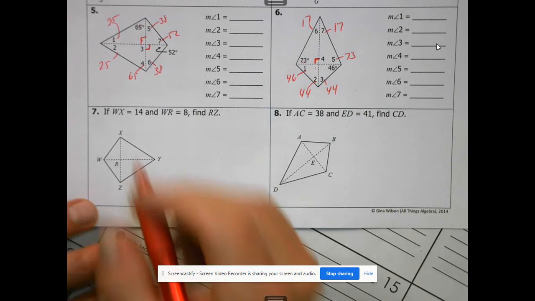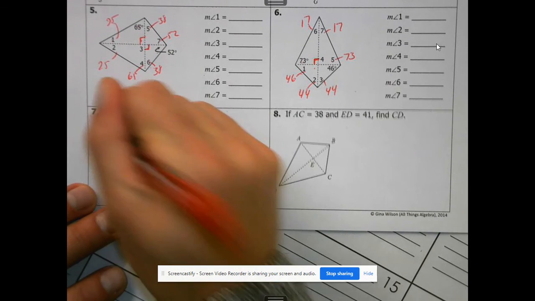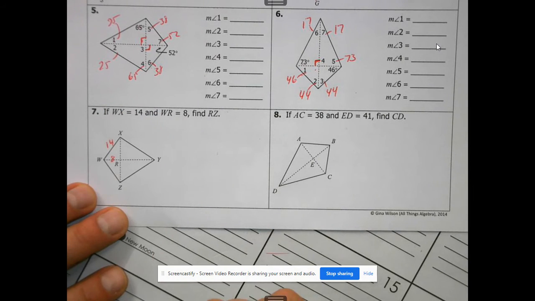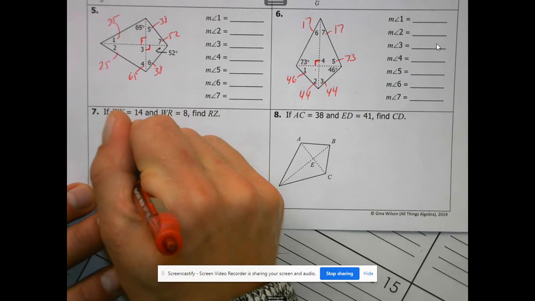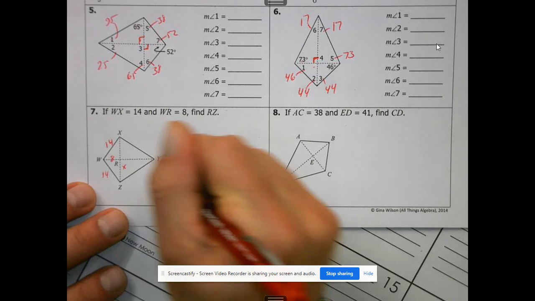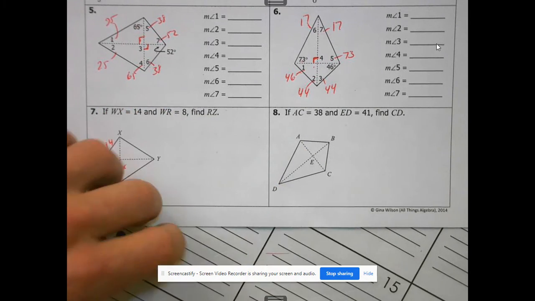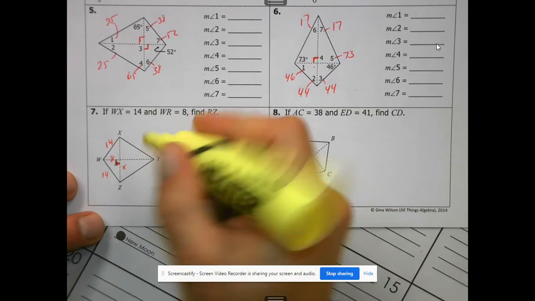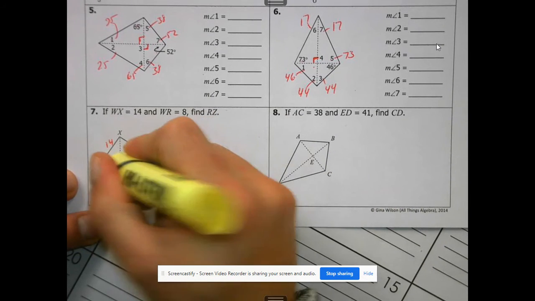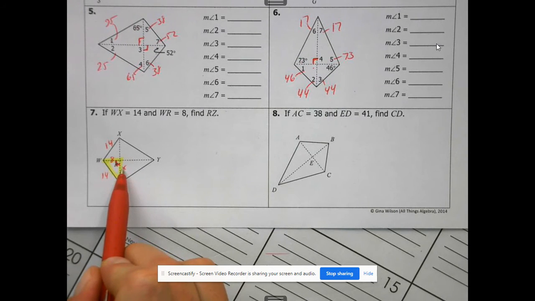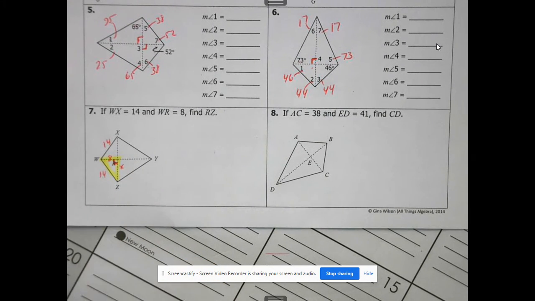Number 7 says WX is 14. W to R is 8. Find RZ right here. All right, well, if that's 14, that's 14. I know my 90s right here, right? Pythagorean theorem. Here's your triangle. A squared plus B squared equals C squared.